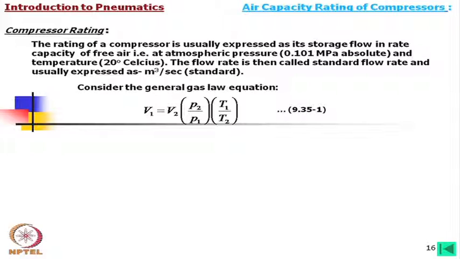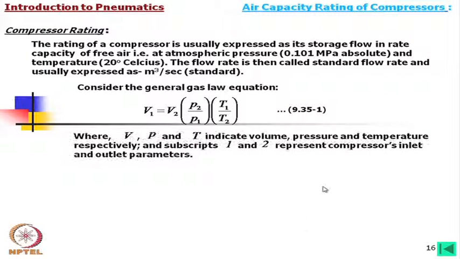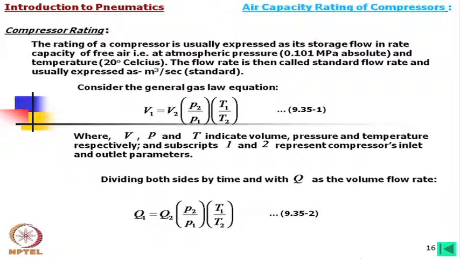The volume that we mention in the capacity is the intake volume to the machine. Say 2.5 meter cube per second is the intake volume per second. Now, the gas law is known to you, so we can use this gas law to calculate the rating of the compressors. V, P and T indicate the volume, pressure and temperature respectively, and subscripts 1 and 2 represent the compressor's inlet and outlet parameters. Dividing both sides by time t, we get the equation in terms of the flow rate.